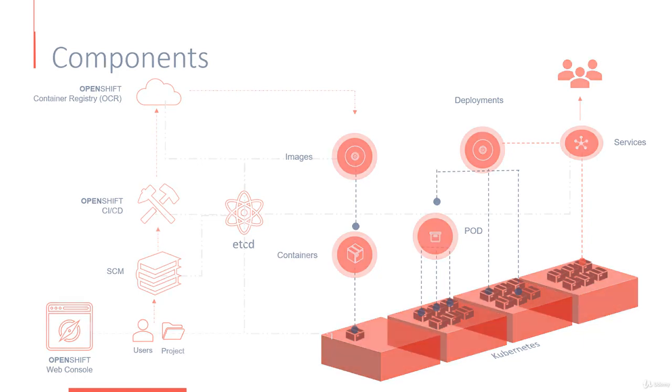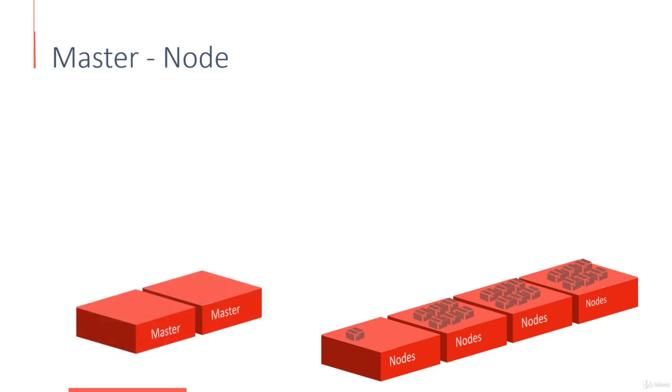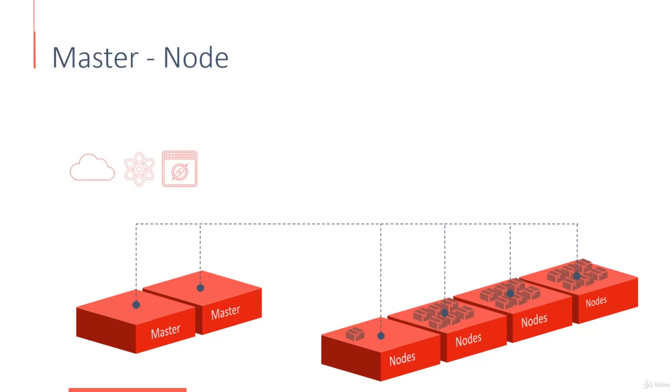The underlying Kubernetes cluster is configured with multiple nodes or minions where the actual Docker images are hosted. These nodes are managed by one or more master nodes. The master nodes host the API server, the etcd data store, and the scheduler.